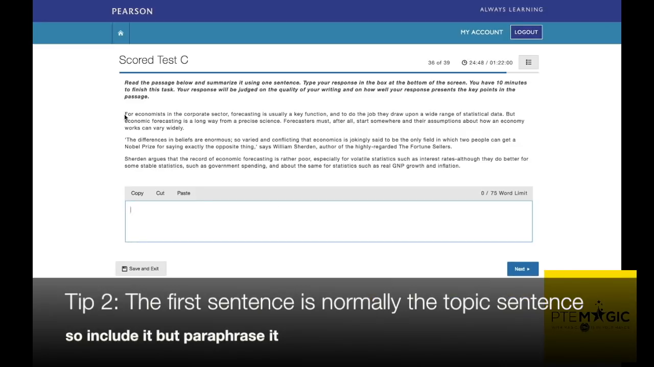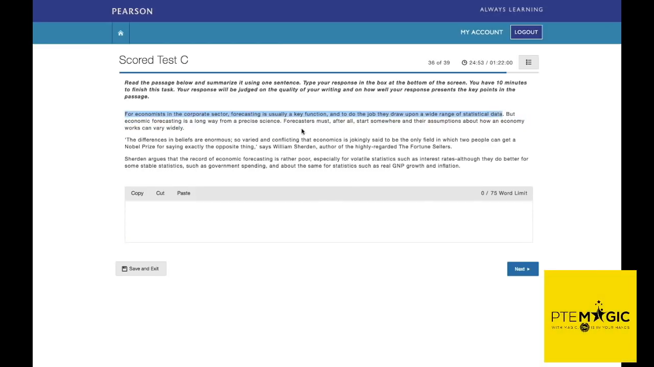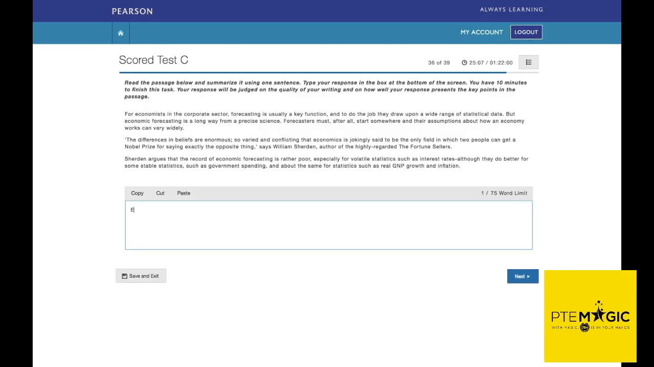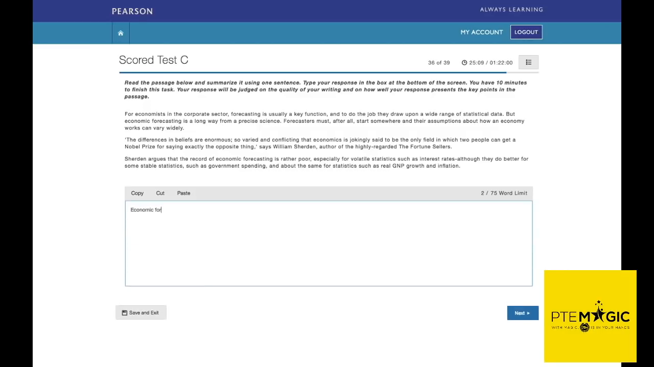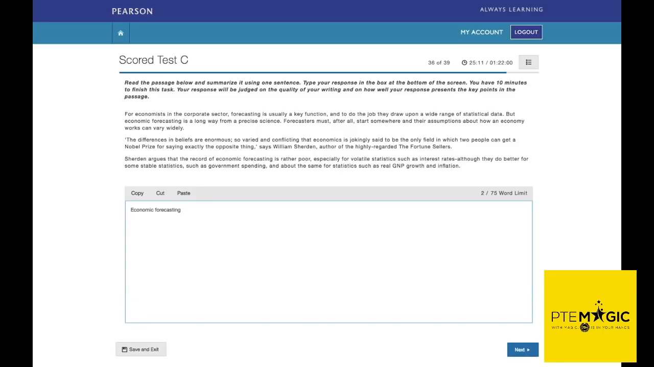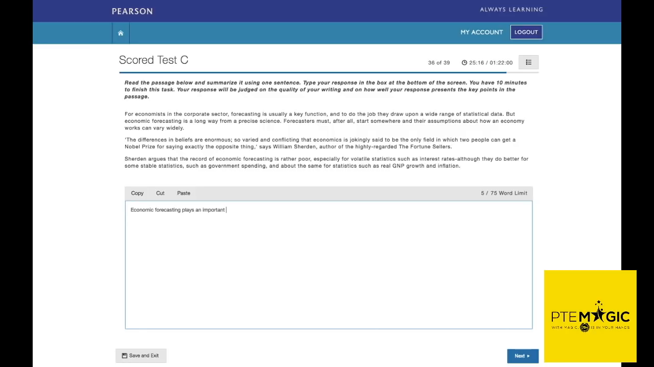I'm just going to take the first sentence and paraphrase it. In the corporate sector, forecasting is usually a key function to do the job. They draw upon a wide range of statistical data. Okay, economic forecasting plays an important role in the business sector.